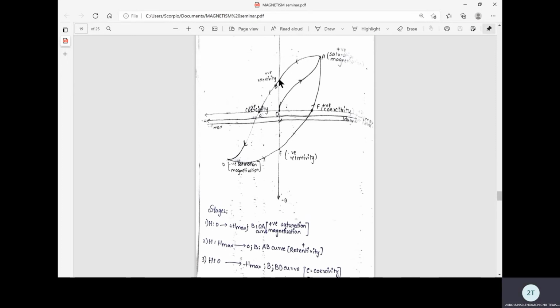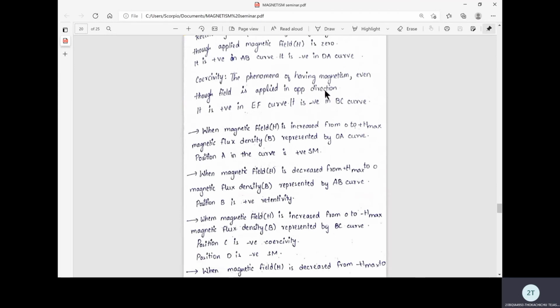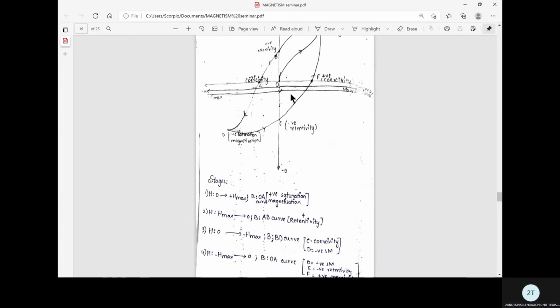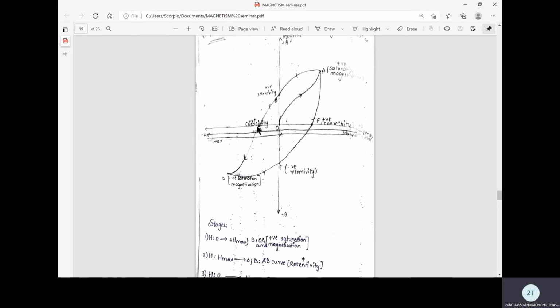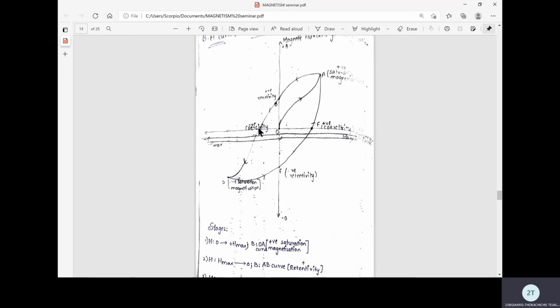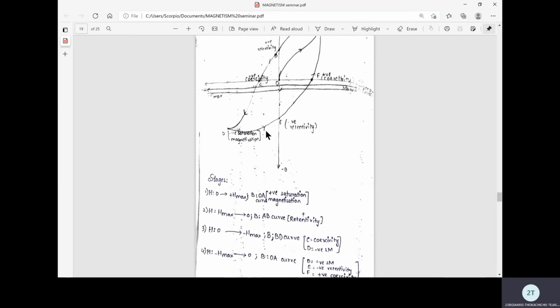And after passing through this point of positive retentivity, after reaching this point C, it shows negative coercivity. Now what is coercivity? Coercivity is nothing but the phenomenon of having magnetism even though the field is applied in the opposite direction. That is, even though the external field is in the negative direction, it is still showing the property of magnetism, and thus we call this point negative coercivity. And after passing through this point, it is reaching from 0 to minus H max, that is, from 0 to this point it is reaching the point of negative saturation of magnetization. That is, this is the point where it is magnetized to a higher extent but with negative magnitude.